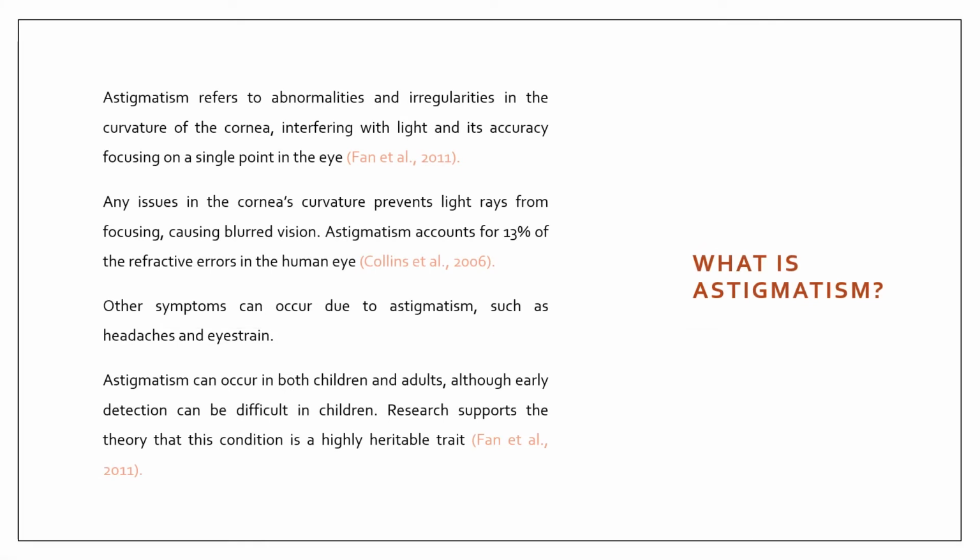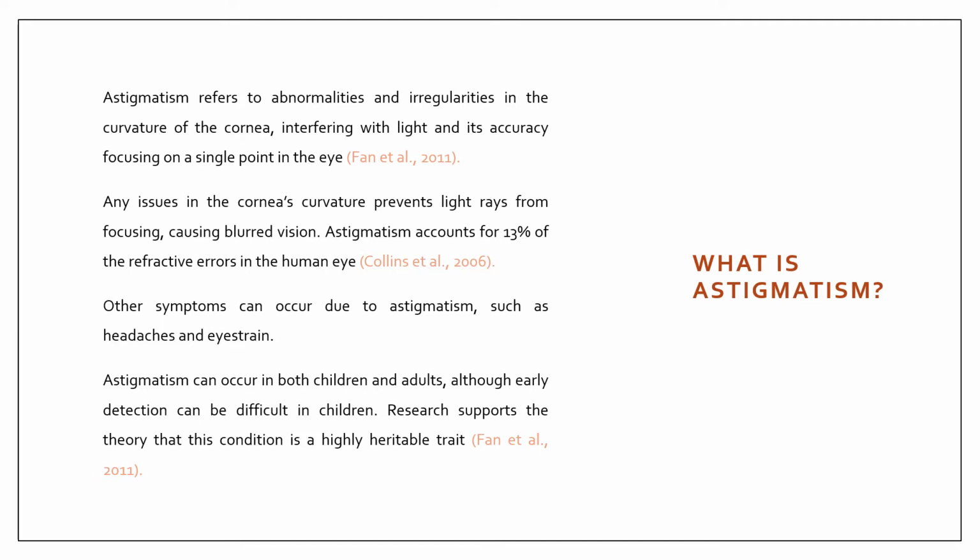Astigmatism is an eye condition that refers to abnormalities and irregularities in the curvature of the cornea. These abnormalities alter the surface of the cornea, and they interfere with light entering the eye. The irregularity interferes with the light's accuracy in focusing on a single point within the eye, and this inaccuracy of reflection causes distorted or blurred vision. Other symptoms can occur due to astigmatism, such as headaches and eye strain.